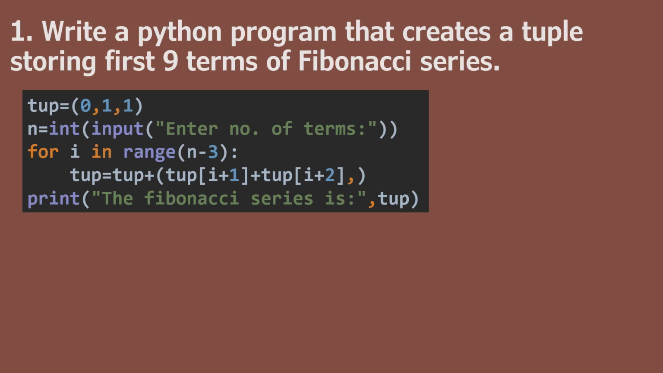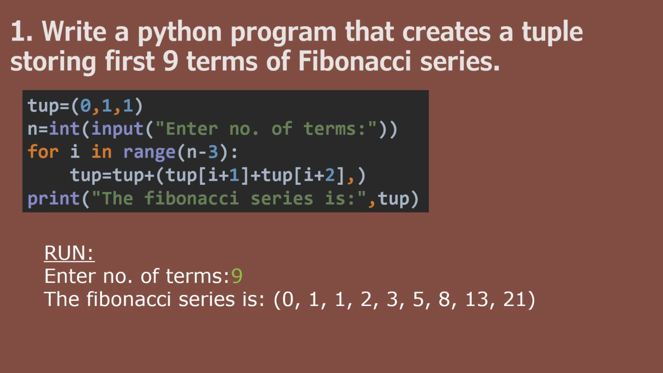So first of all, we'll create a tuple which will store the first 3 items of this Fibonacci series, that is 0, 1, 1. As you know, in a Fibonacci series, each number is the sum of its previous 2 numbers. If you begin with 0 and 1, these are the first 2 terms. Then the third term is 1 itself, which is the sum of 1 and 0. And the next fourth term is 1 plus 1, that is 2. Like this, your Fibonacci series continues. Now it has to continue till 9 terms. So all these terms will be stored in a tuple.